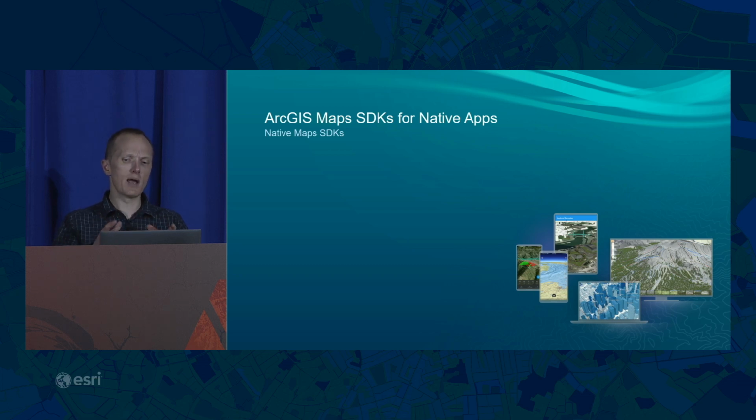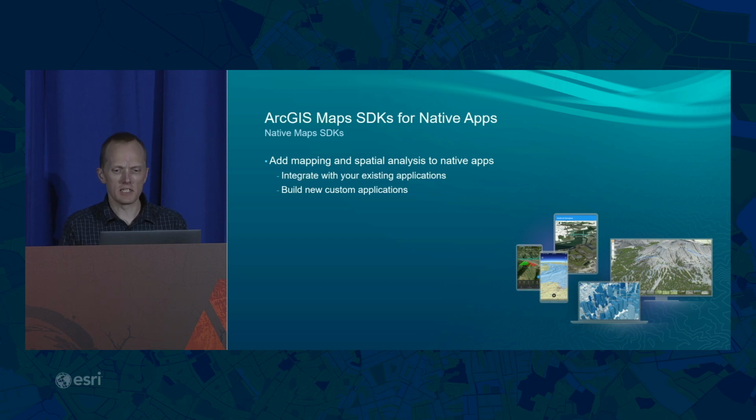So these native apps are installed directly on your device, on your desktop or mobile. They're built with platform APIs from vendors like Google, Apple, Microsoft, or Qt company. And they're compiled using these core platform APIs into apps. So the purpose of the native Maps SDKs is all about integrating with existing business applications that you have, so incorporating mapping and spatial analysis into those existing applications, or you might be building a brand new application from scratch.